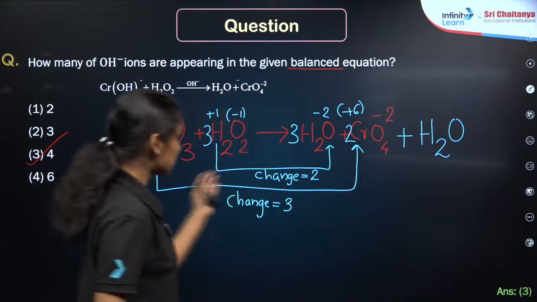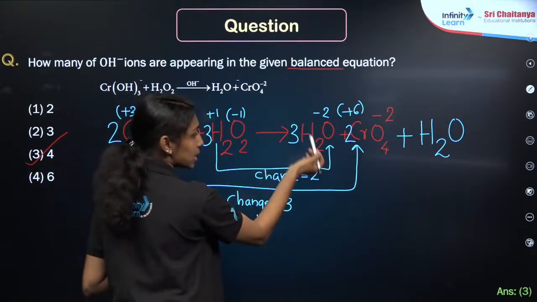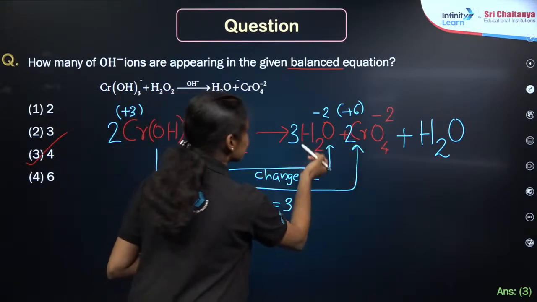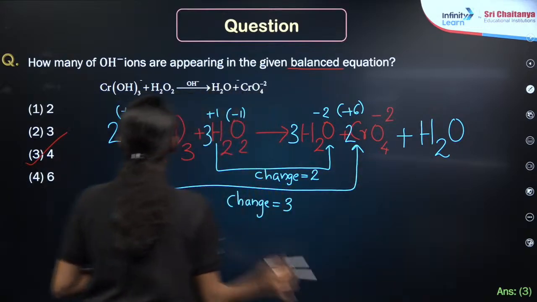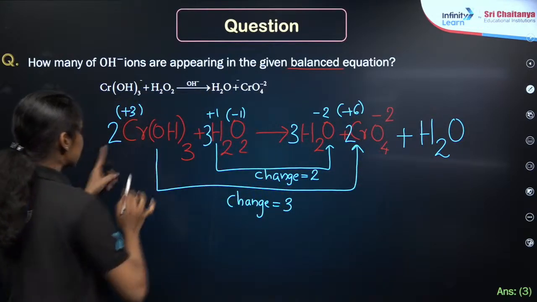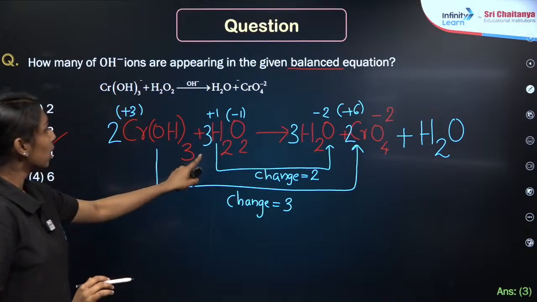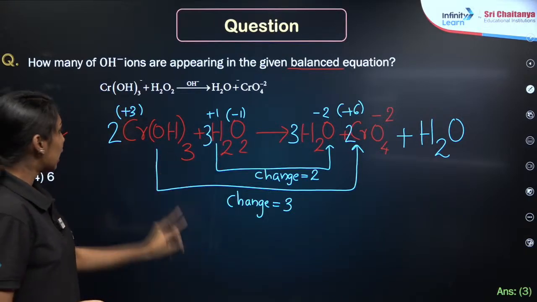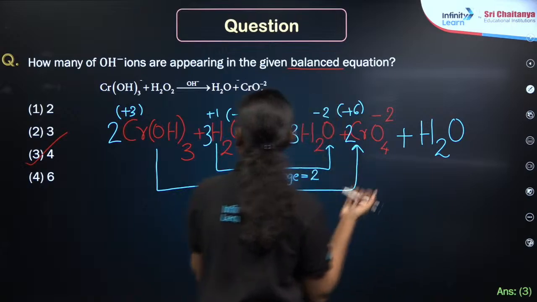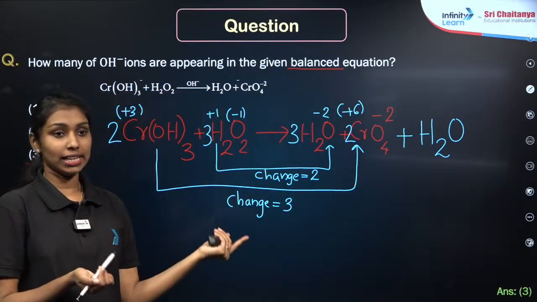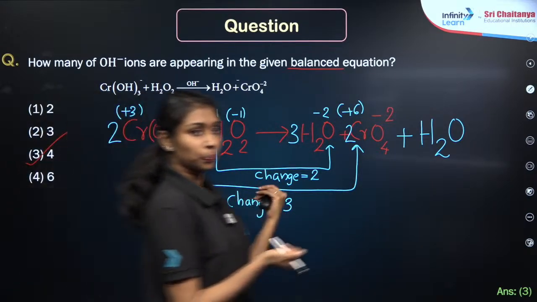Then what about the hydrogen atoms here? Here it is 3 into 2, 6 hydrogen, right? 6 hydrogen plus 2 is equal to 8 hydrogen. What about here? 2 into 3, 6 hydrogen plus 3 into 2, 6. Again 12 hydrogen, right? Here the deficiency is H plus ion, right? How many H plus ions are deficient here? 4 H plus, right?